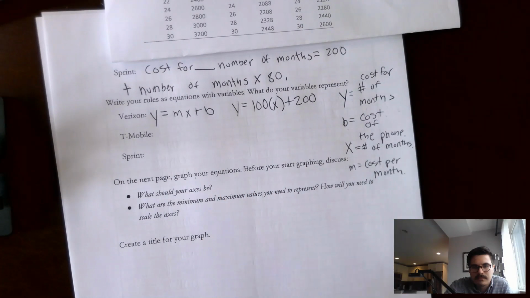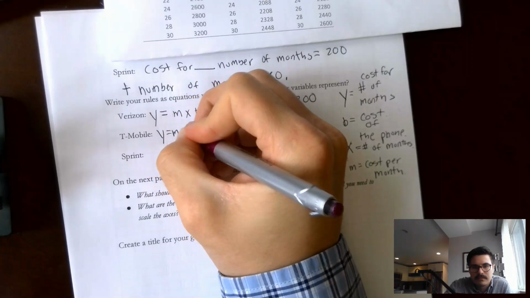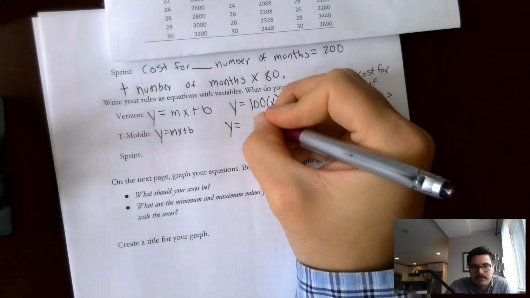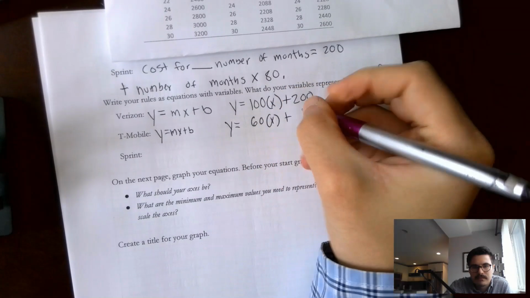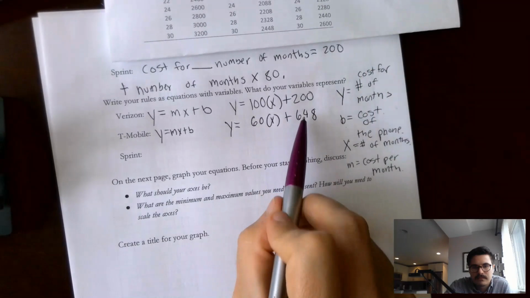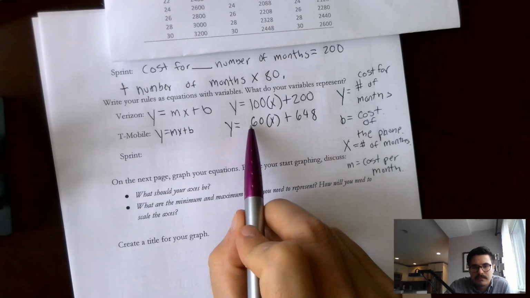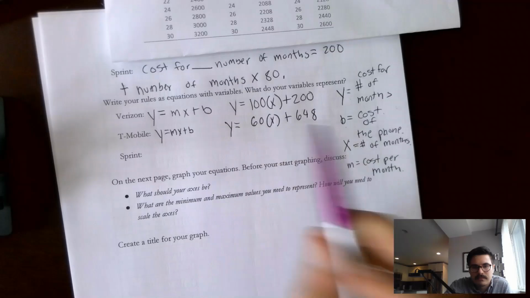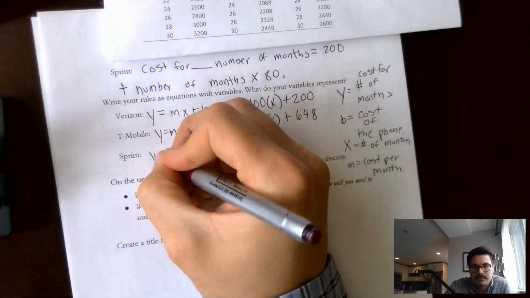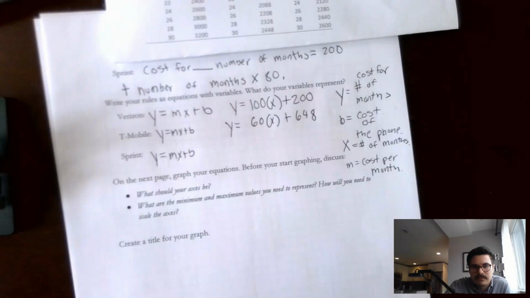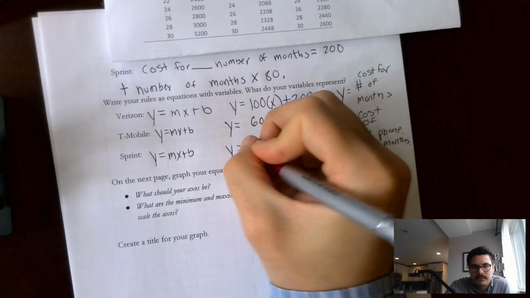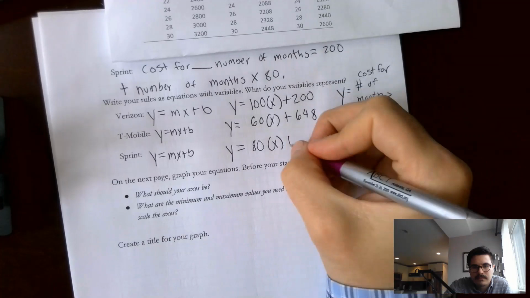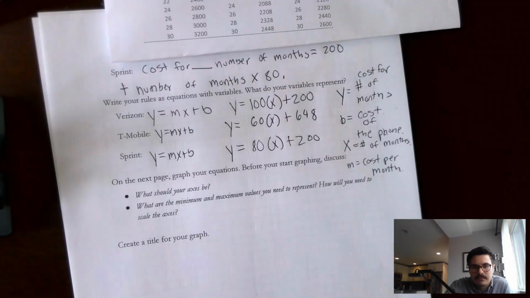Okay? For T-Mobile, Y equals MX plus B. Y equals, this time it's 60 times X plus 648. 648 is the cost of the phone. 60 is the cost per month. X and Y will change. X is the number of months, and Y is going to be the final cost. Sprint, again, Y equals MX plus B. This is called slope-intercept form, by the way. Y equals 80 times X, 80 is the cost per month, plus 200. Okay?